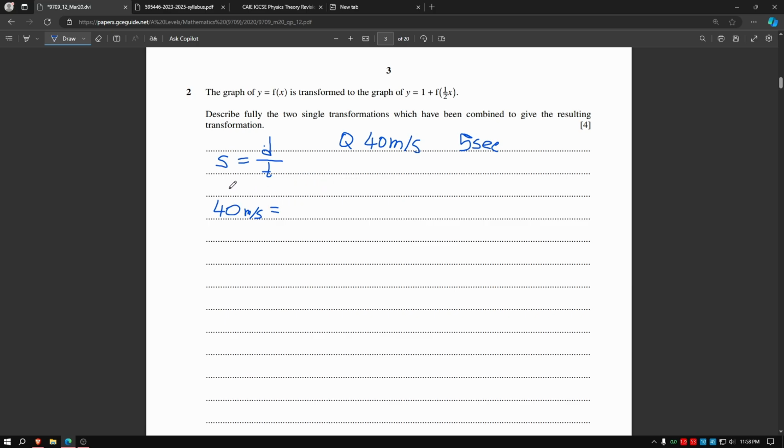So then you plug it into the formula. S equals d by t. Then it becomes 40 equals d by 5. And you change the 5 over. 5 fours are 20, and then a 0 is added. So let's just side change again. d equals 200. And you must write the unit.